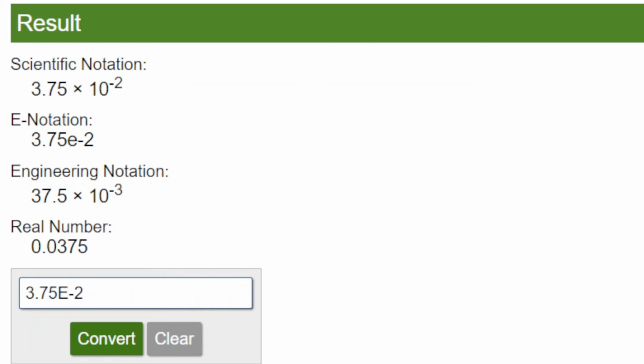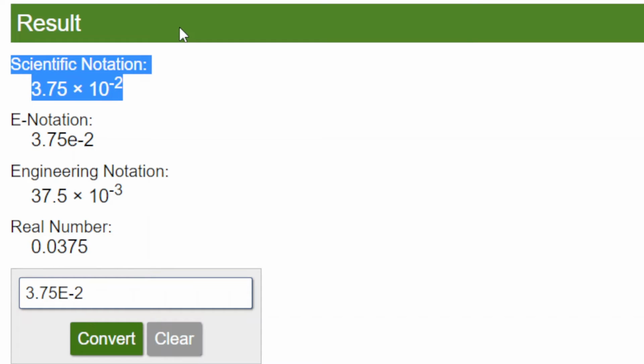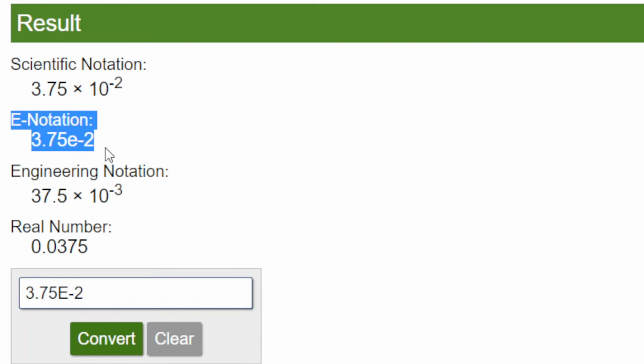If you look here, you will see that scientific notation is 3.75 times 10 to the -2. However, underneath that, we have something called E-notation. And E-notation is basically saying instead of writing times 10 to the power, you're going to write an E. You will see this notation on some calculators or quizzes and things of that sort. So I wanted to let you know that anytime you see an E, this means you have 10 to the power.